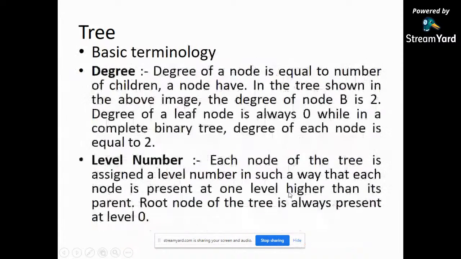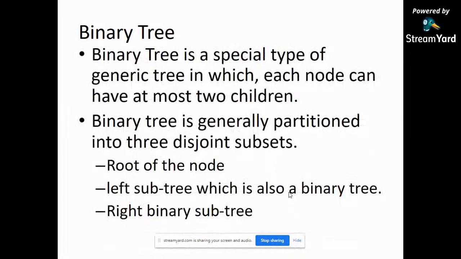In a binary tree, it is compulsory that the root node will have two children at most. It can have one child, it can have zero children, at most it can have two children. So a binary tree is a special type of generic tree in which each node can have at most two children.